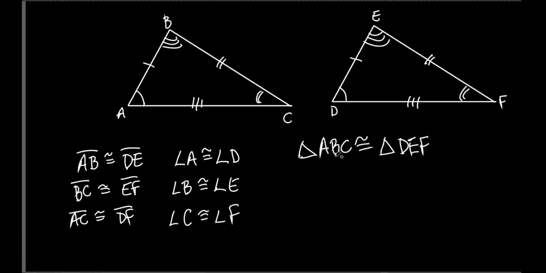All right, so that's what I could call it. A, B, C, and D, E, F. Look, the A and the D match up, right? You see that? They're first. The B and the E match up. They're second. The C and the F match up. They're third. So if I call this ABC, I have to call this DEF. You got it? All right.